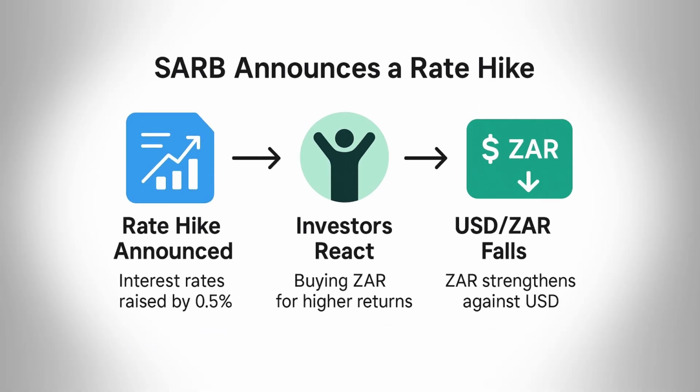Let's also see another real-world example. So imagine that the South African Reserve Bank suddenly announces a rate hike, raising interest rates by 0.5%. Here's what usually happens. Investors get excited because higher interest rates mean better returns. They start buying the South African rand. So demand for ZAR increases. And when the demand for the South African rand increases, we see USD ZAR begin to fall because ZAR is getting stronger against the US dollar.